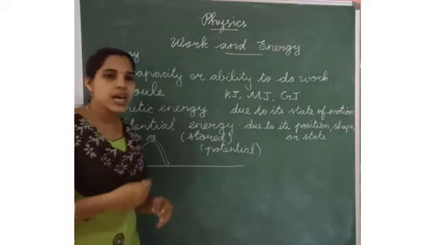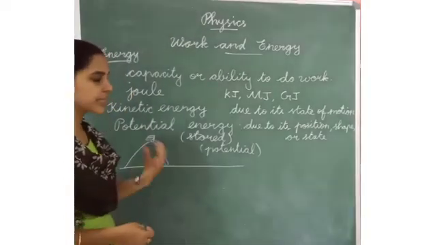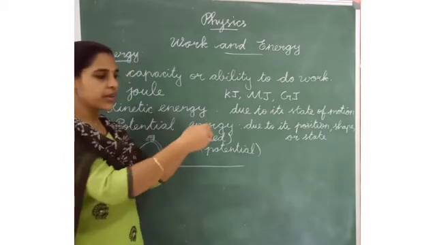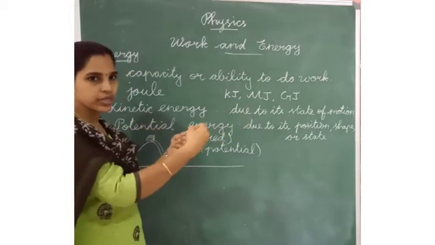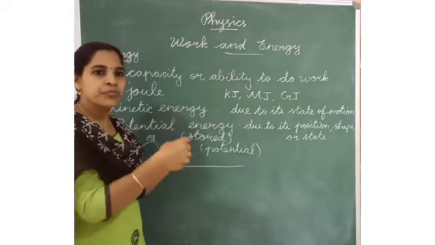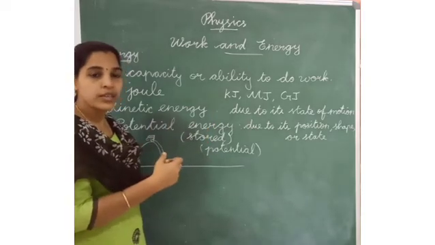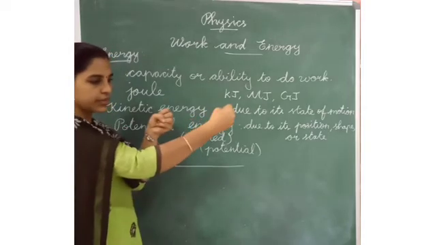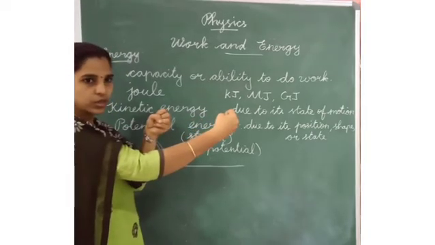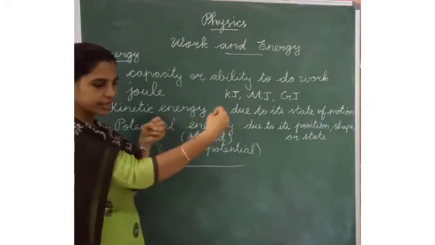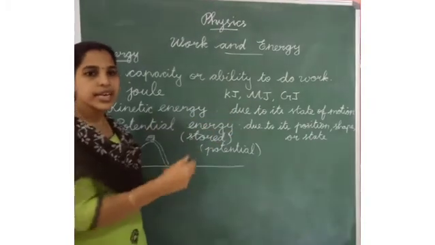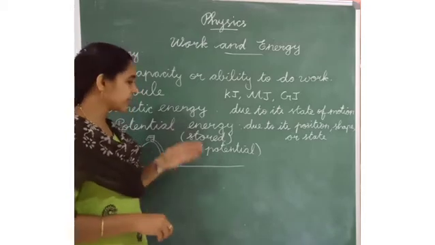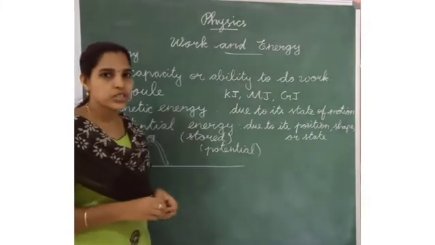Next one is elastic potential energy. When we take an object like a rubber band, or bow and arrow, it will be stretched or compressed. These objects have elastic potential energy. When we stretch the rubber band, it will stay like this, not here and there. So it is the elastic potential energy. Do you understand this? Kinetic energy and potential energy.